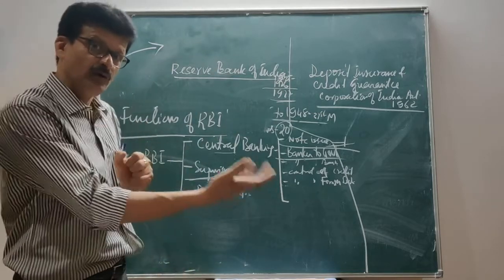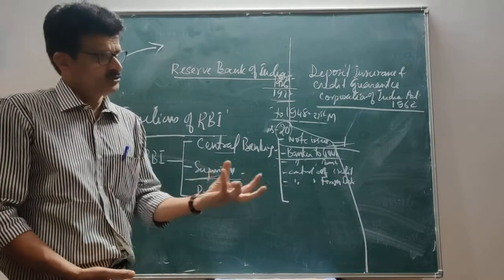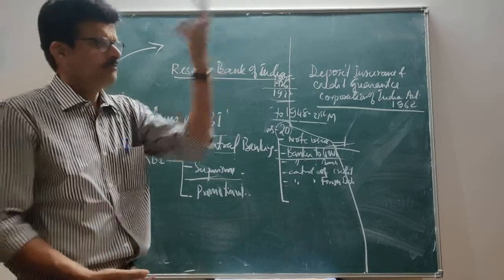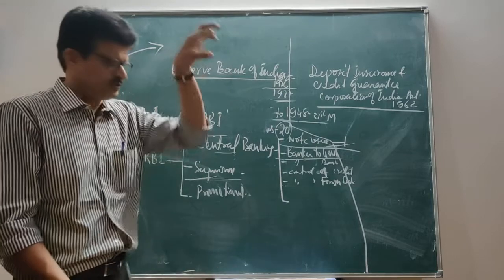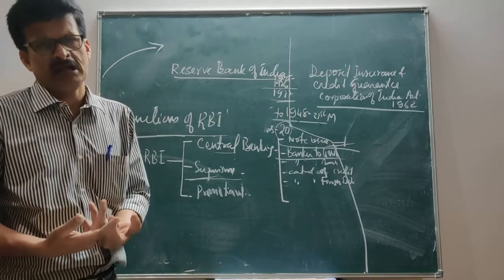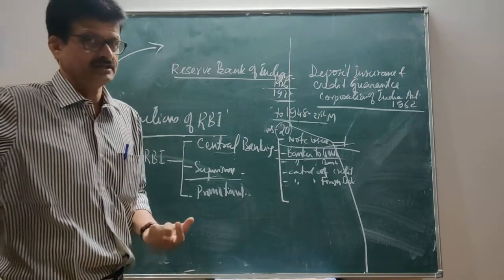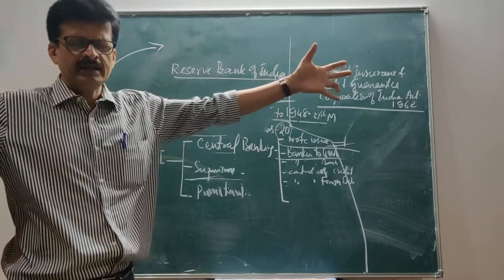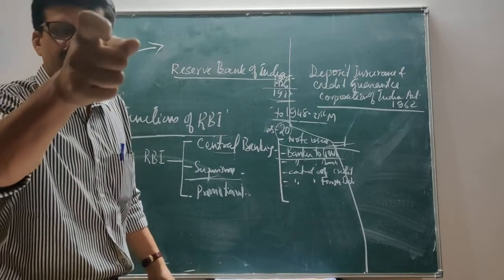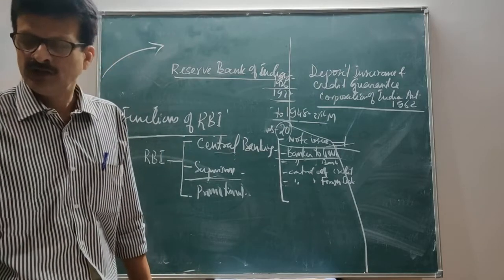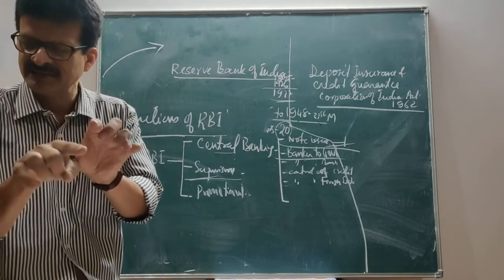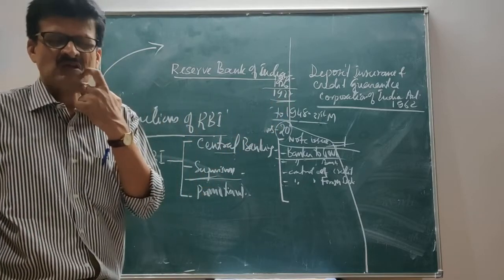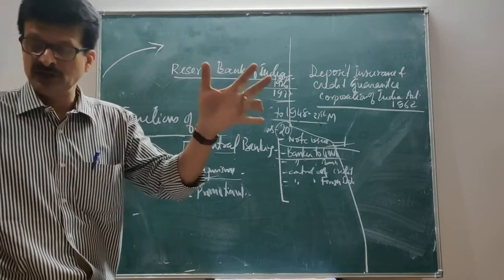But what about the borrowers? See, bank rate goes up, depositors will be happy, borrowers will be unhappy. Bank rate goes down, depositors will be unhappy, borrowers will be happy. Likewise, as I told you, if liquidity is huge with the bank, then to contain them from playing with the liquidity, because bank's money is not bankers' money, it is public money, a bank should not play with that huge liquidity.